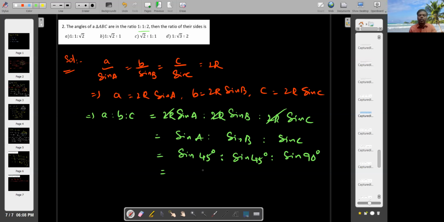So sin 45 is 1 by root 2, and sin 90 is 1. Each term multiplied by root 2, so this is 1 is to 1 is to root 2. So option A is the correct answer.